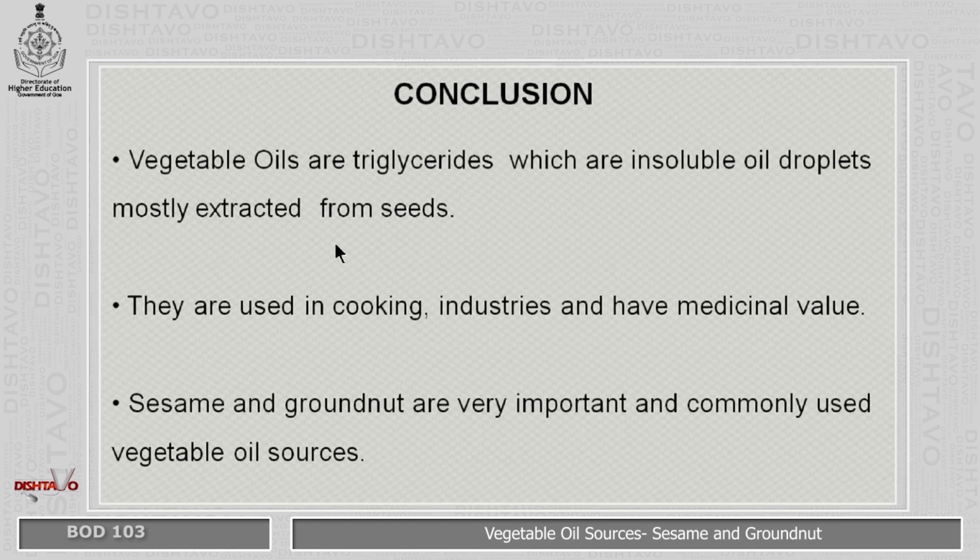Okay, so in this module we studied that vegetable oils are triglycerides, which are insoluble oil droplets mostly extracted from the seeds using two methods, that is, solvent extraction and mechanical expression. Now these oils are used in cooking, they are used in industries and they also have medicinal value. Sesame and groundnut are two very important and commonly used vegetable oil sources.